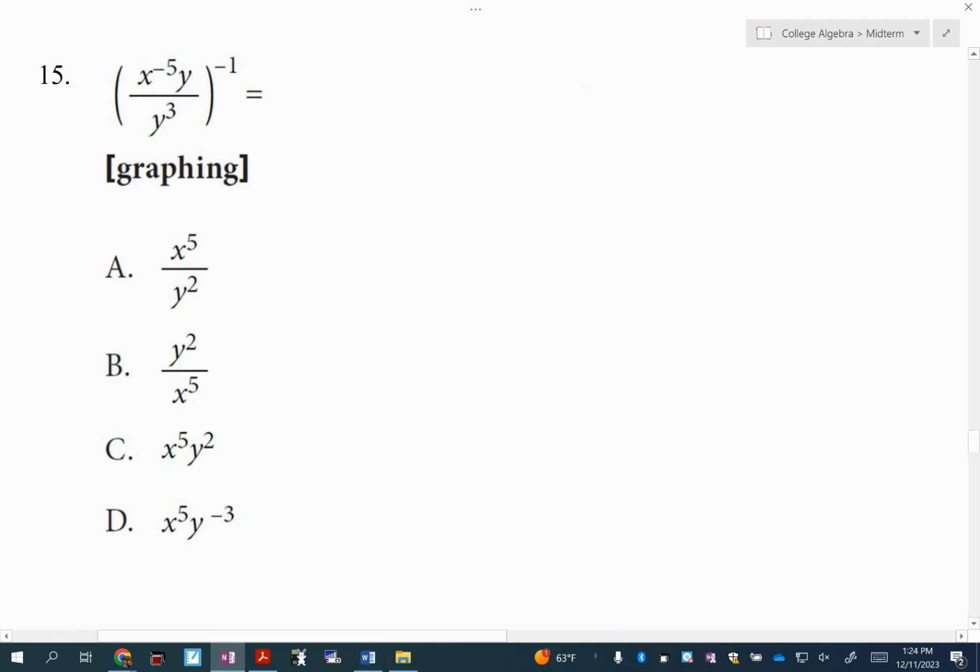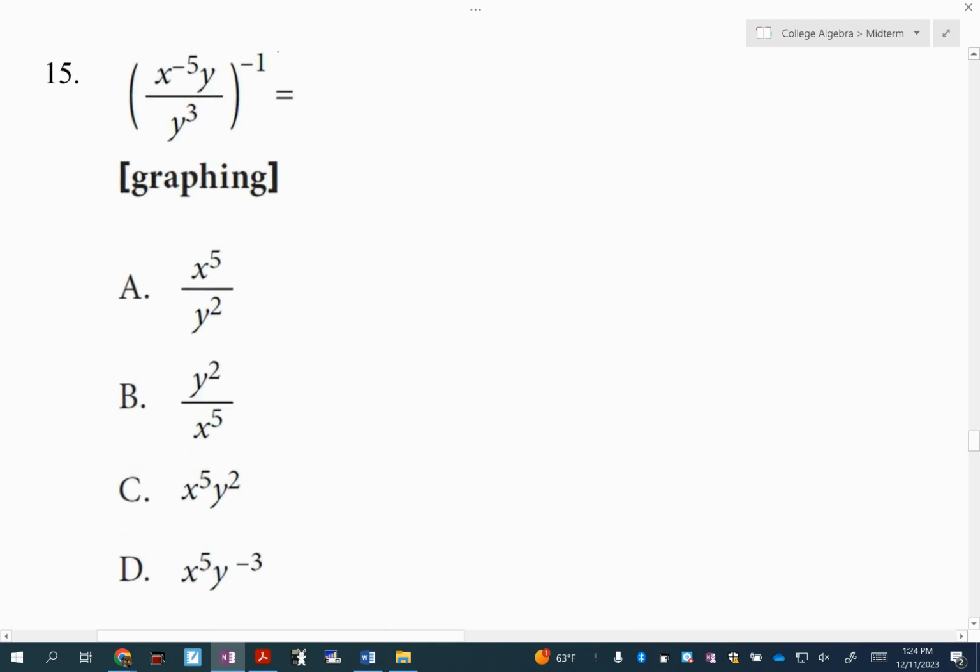Okay, 15. A couple of ways to do this. First thing you should notice is that if you have a negative exponent with a fraction, you should go ahead and rewrite this. All right, and it's to the negative first power, so I'm going to flip it. So y cubed, which was on the bottom, now goes on the top. X to the negative fifth power now goes on the bottom, and y is now also on the bottom. All right, so that takes care of that negative 1 power.